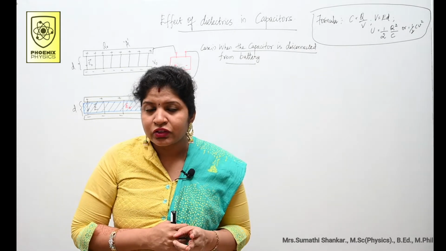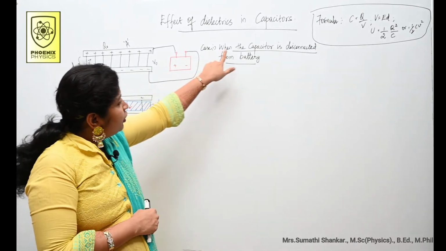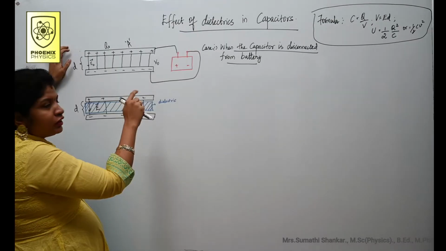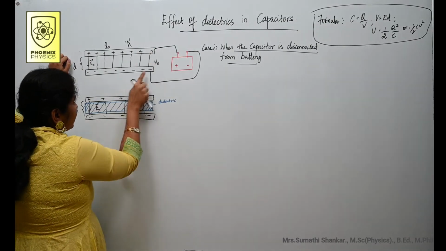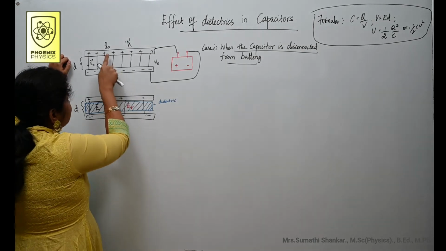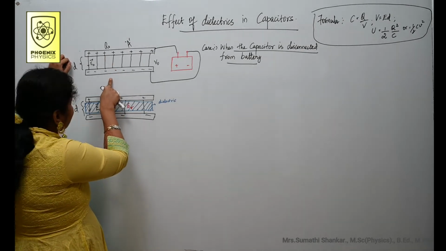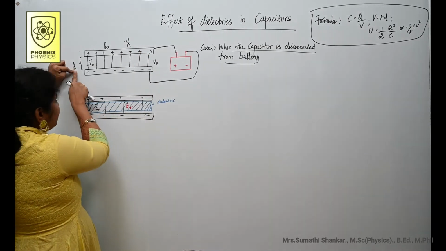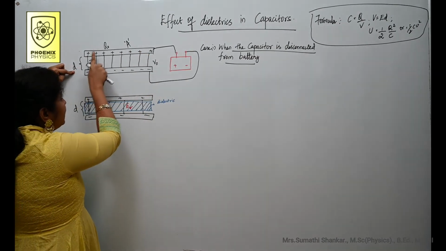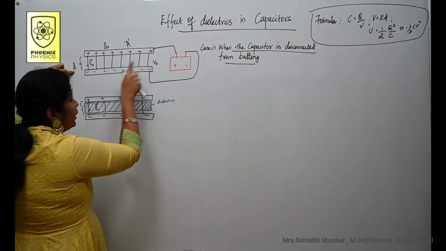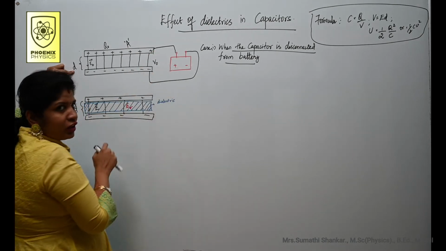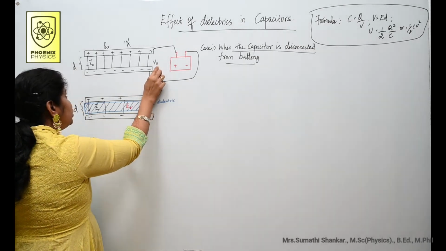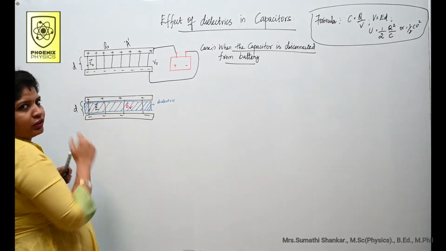There are two cases. One is when the capacitor is disconnected from the battery. Look at the diagram. Consider a capacitor with parallel plates, each of cross-sectional area A and separated by a distance D. This capacitor is connected to the battery, the potential is V0 and the charge stored is Q0.